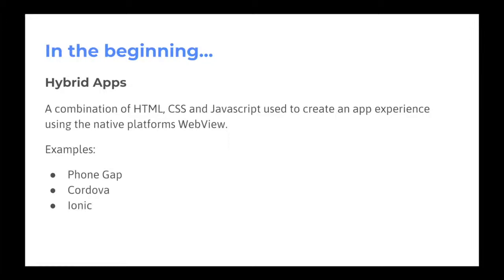So, how it started. In the beginning, we had these things called hybrid apps. They basically were a combination of HTML, CSS, JavaScript, and so forth. Some people have heard of them known as Cordova, Ionic, PhoneGap. Cordova is currently the one that's still being used around a lot.